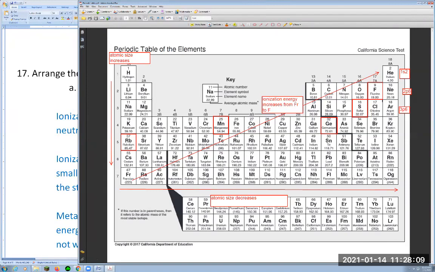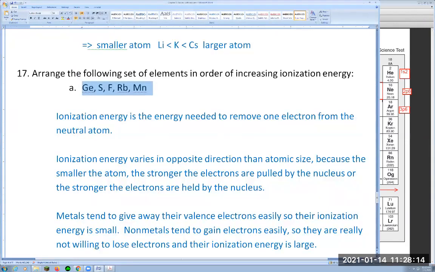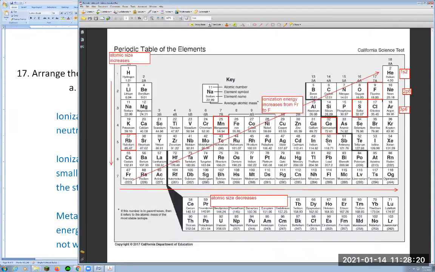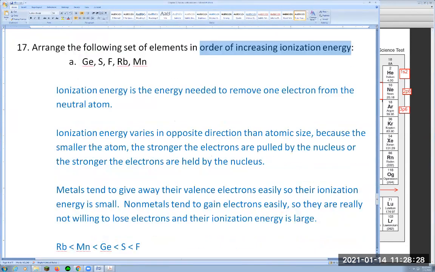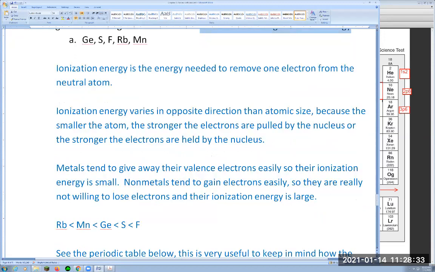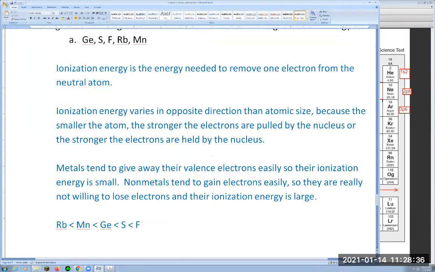So you see the arrow, how it shows you the way you should arrange them, right? We need to arrange them in order of increasing ionization energy. So there we go. We will start with rubidium, manganese, germanium, sulfur, fluorine. So that's how you want to arrange them: rubidium, manganese, germanium, sulfur, and fluorine will have the highest. So here it's the side of the higher ionization energy.